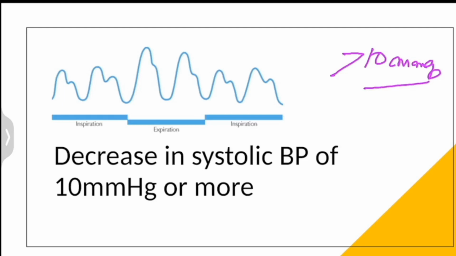So here you can see during inspiration, this is the systolic BP, and during expiration, this is the systolic BP. This difference, that is the Pulsus Paradoxus. Now, when you are examining Pulsus Paradoxus, you have to look for certain checklists. So let us see what are the checklists that should be kept in mind.